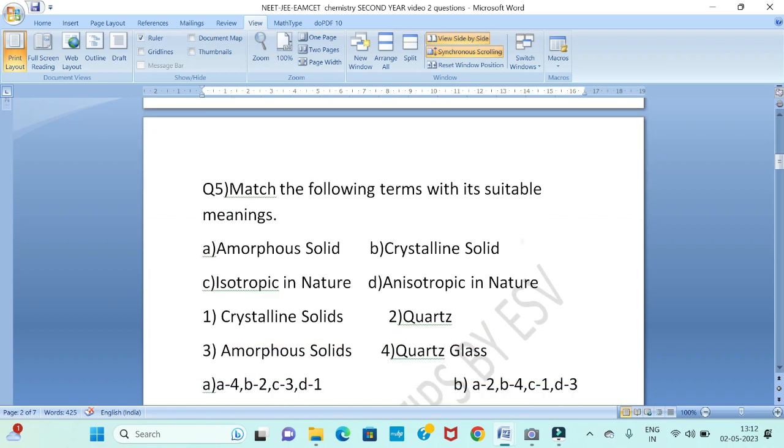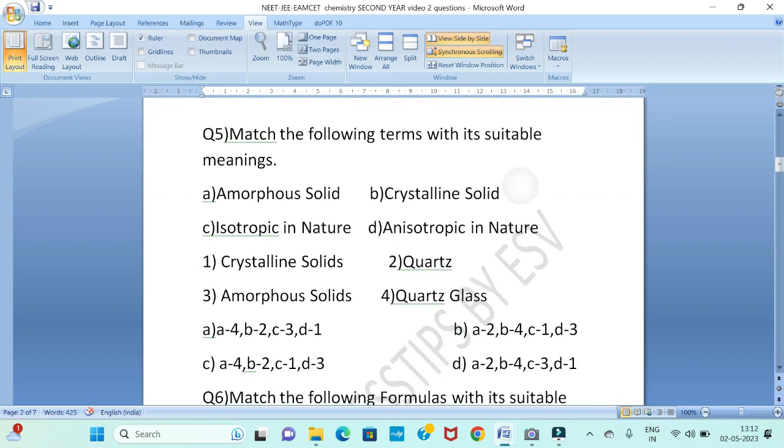Next, match the following terms with their suitable meanings. A, amorphous solid; B, crystalline solid; C, isotropic in nature; D, anisotropic in nature. 1, crystalline solids; 2, quartz; 3, amorphous solids; 4, quartz glass. Match the terms A, B, C, D with the suitable meanings 1, 2, 3, 4. The relation between A, B, C, D with 1, 2, 3, 4.